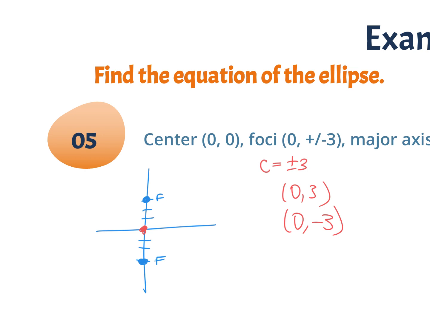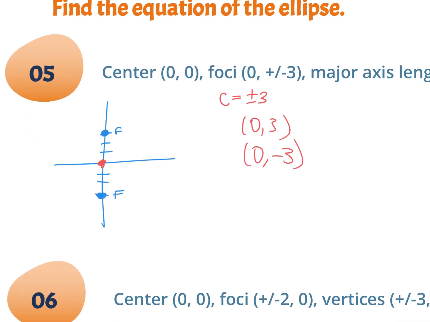So does anybody know what kind of an ellipse I'm talking about right now? Is this vertical or horizontal? Why do we know it's vertical already? Because the foci. Remember, the foci and the vertices are on your major axis. So I already know which formula to use.